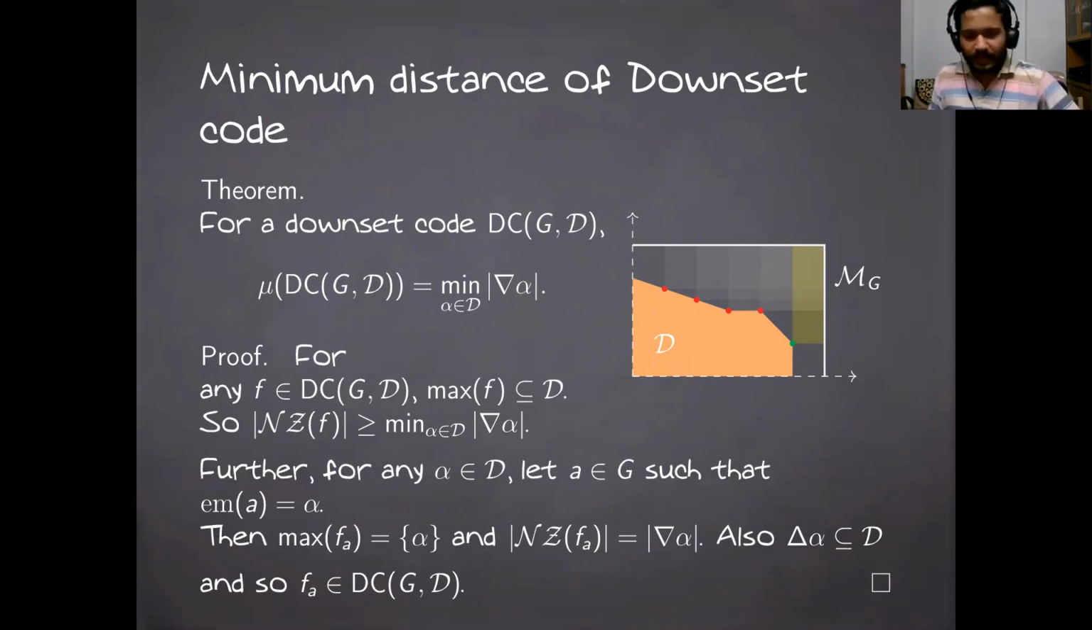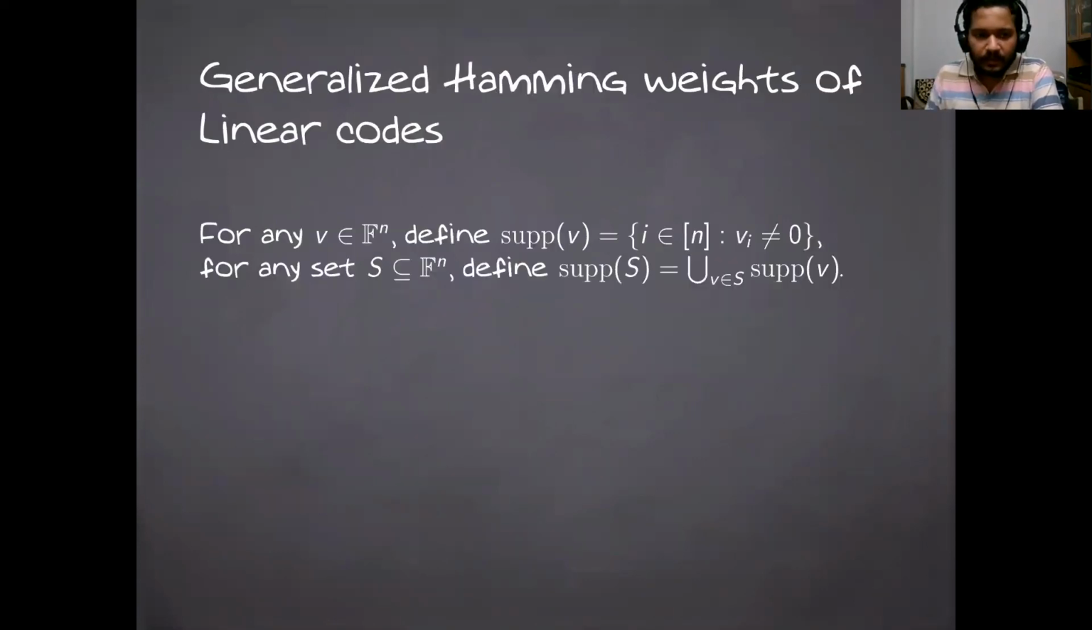I would just like to spend a few more minutes towards the end to see how this idea of shades extends to other combinatorial quantities related to these downset codes. So there are generalizations of minimum distance called generalized Hamming weights. Minimum distance is also called Hamming weight for a code. So just to fix some notation, a support of a vector is the set of all indices that are non-zero. A support of a set is the maximal support of any vector in it.